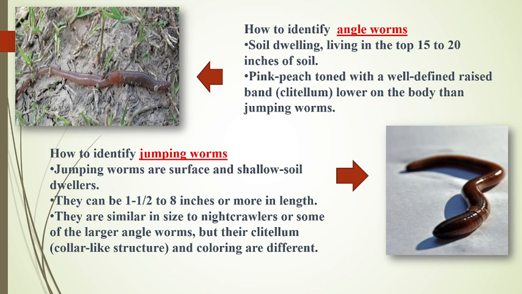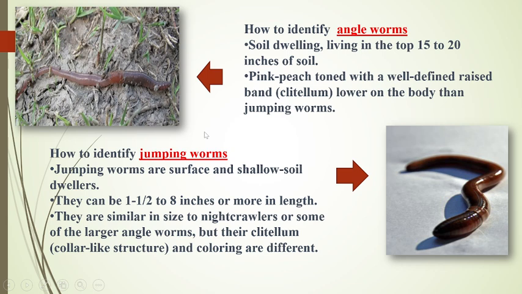So talking about angleworms, how we can identify angleworms. They are soil dwelling, living in the top 15 to 20 inches of soil. They are pink peach tone with a well defined band clitellum. The clitellum is present lower on the body than in jumping worms. Okay, so this is about angleworms.